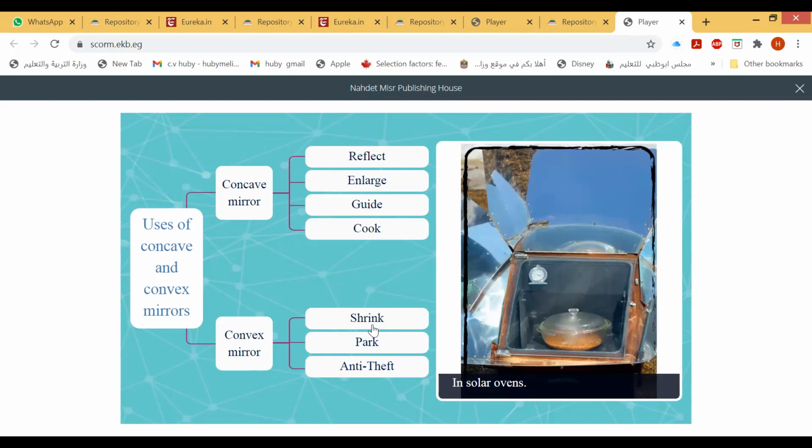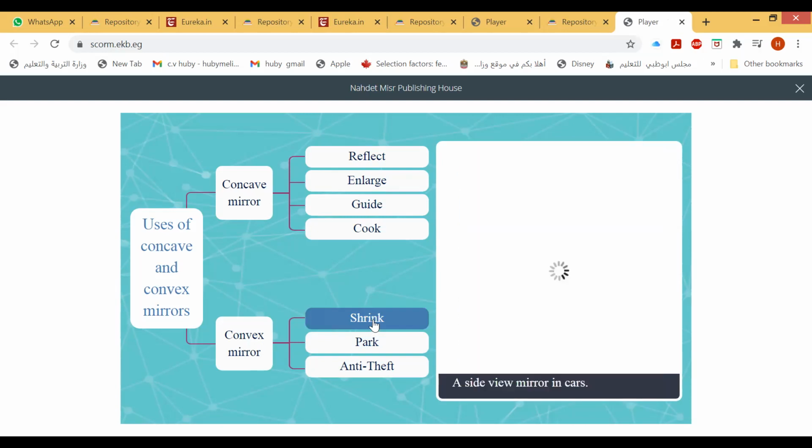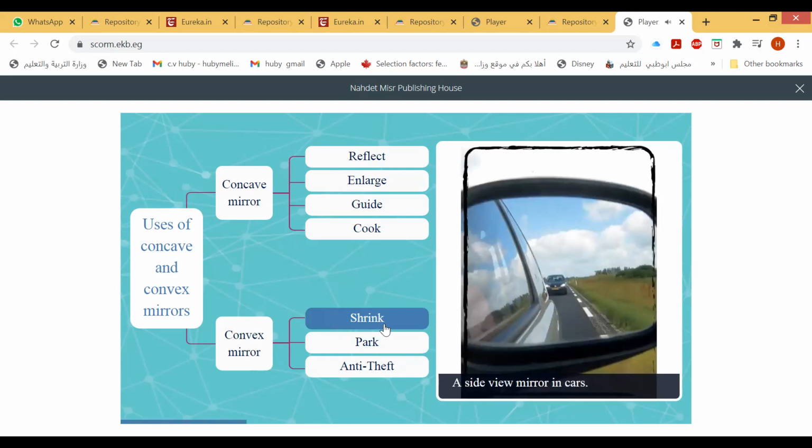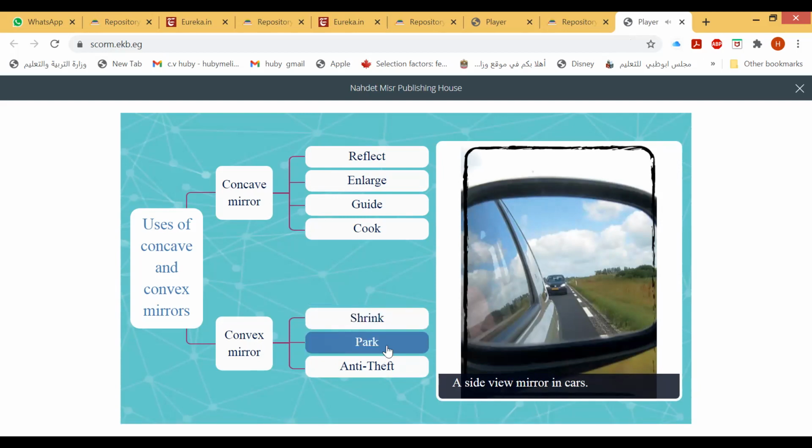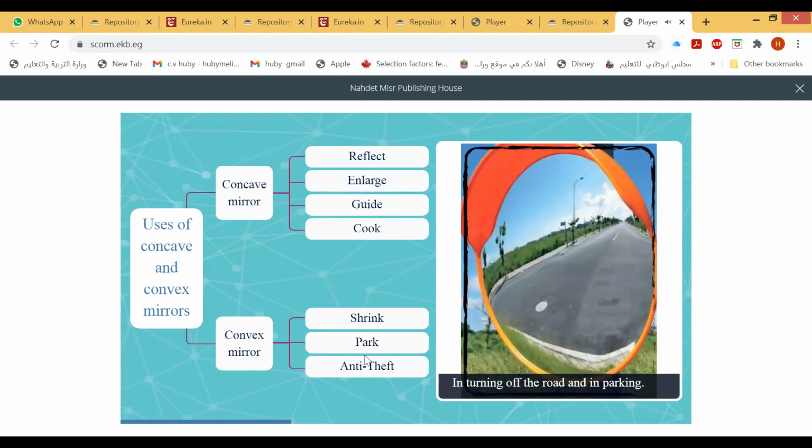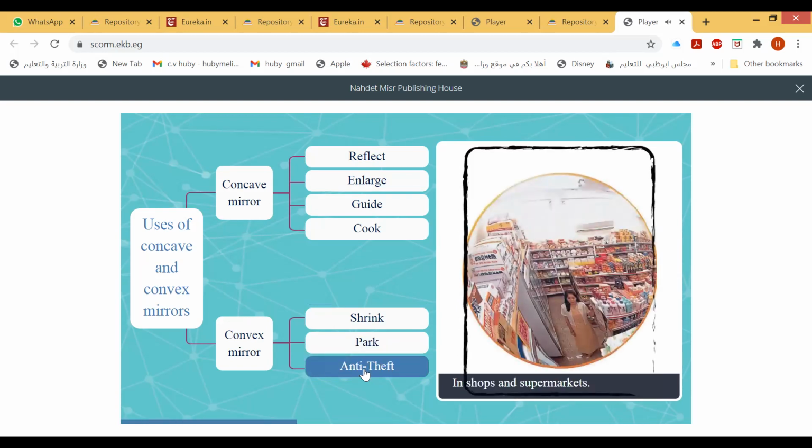Let's continue convex mirror. The convex mirror is used as a side view mirror in cars to form an erect and smaller image for the road behind the car. It is used in turning off the road and in parking. It is used in shops and supermarkets for anti-theft. طيب.